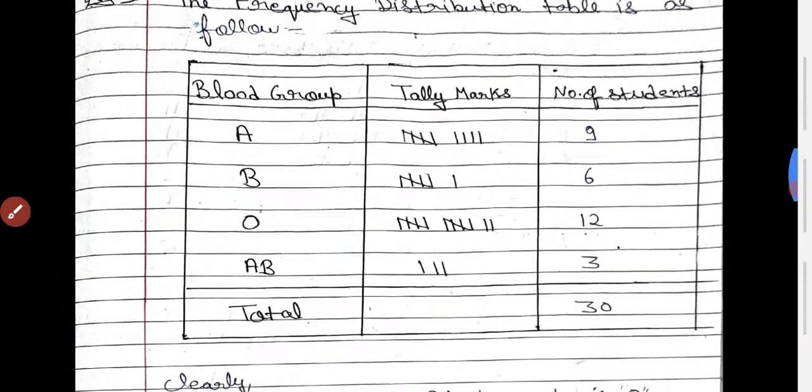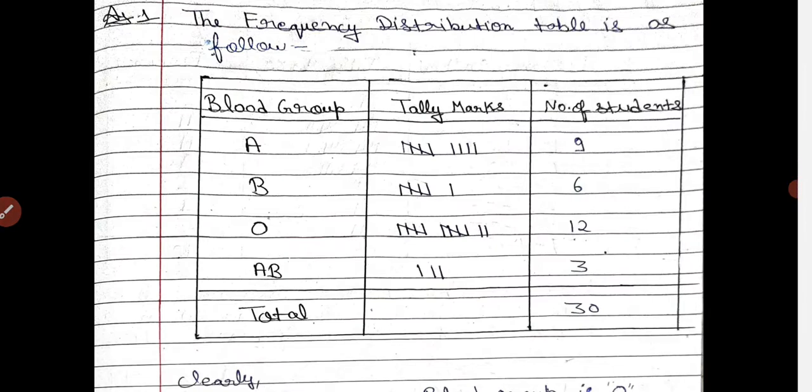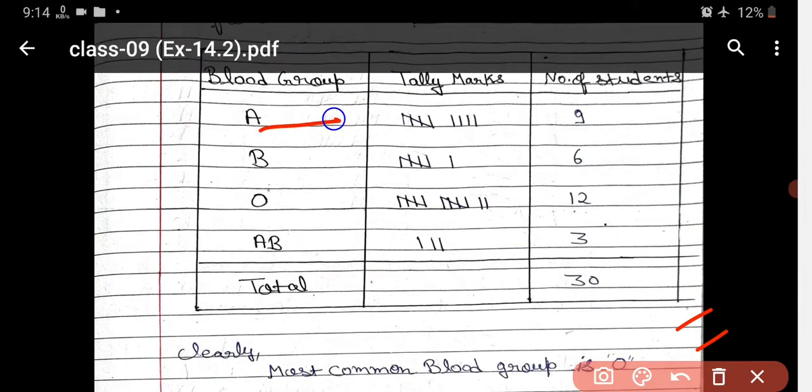So like that, you have to make a frequency distribution table. Write blood group here, and just see here how many. Just see, the first one is A, then write one tally mark here.